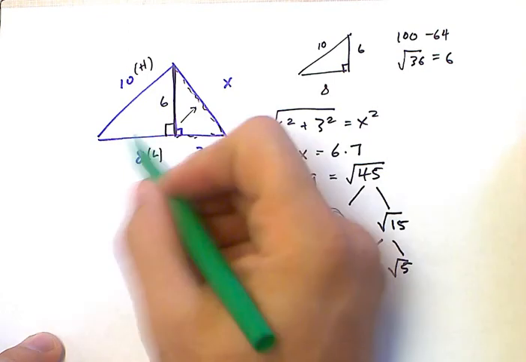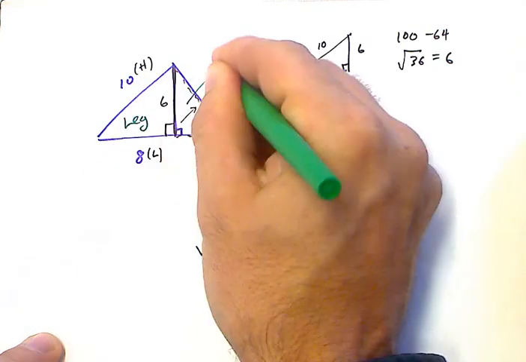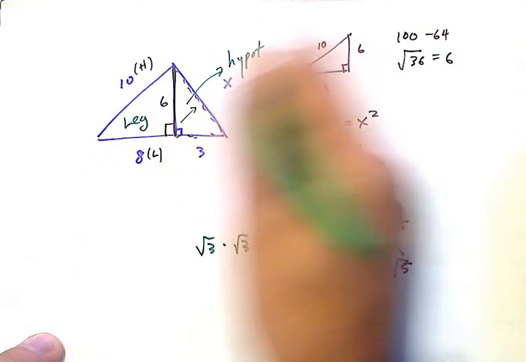And what you saw is in our first triangle, we solved for a leg, and then in the second one, we solved for the hypotenuse. And that's how you can use 2 triangles to solve for one.